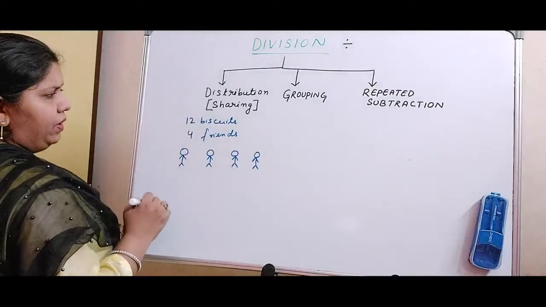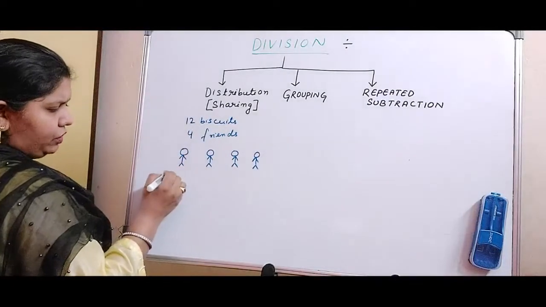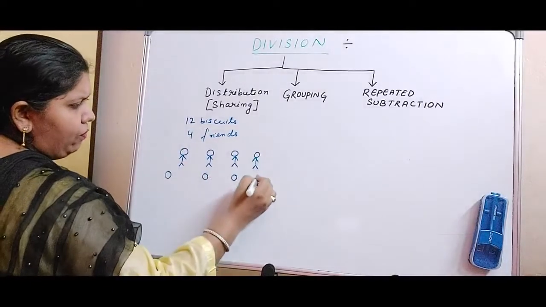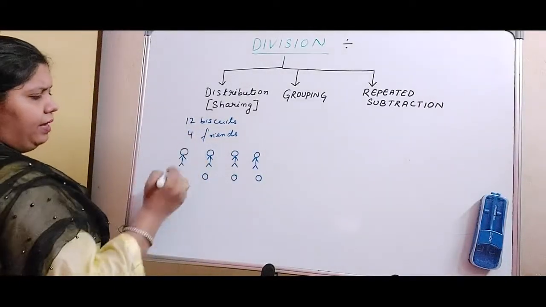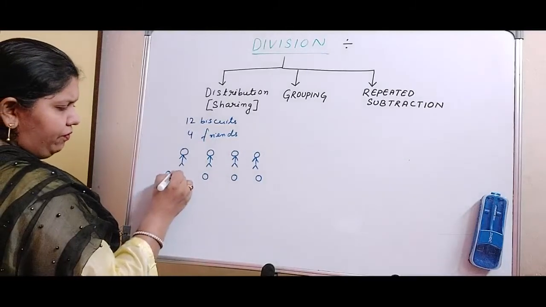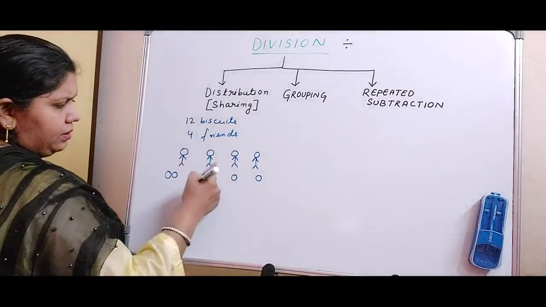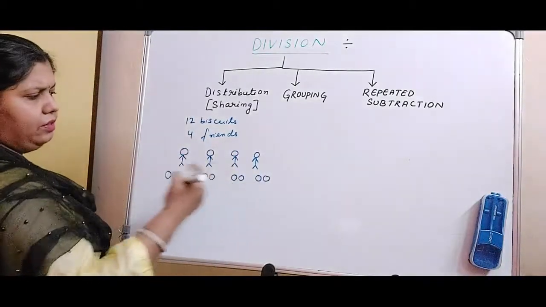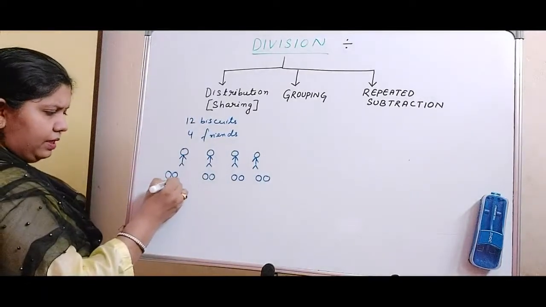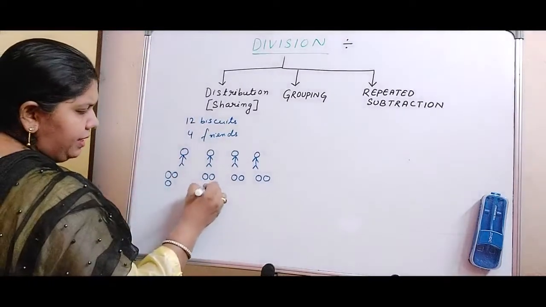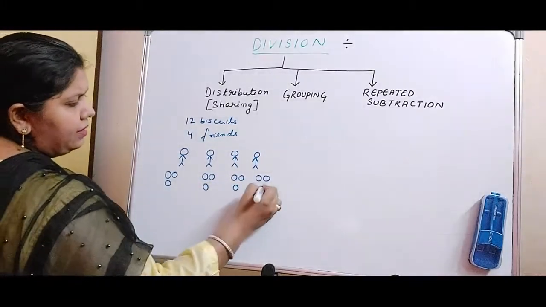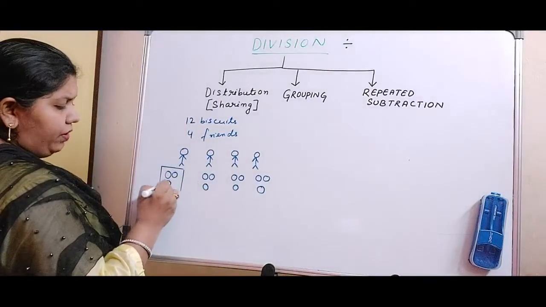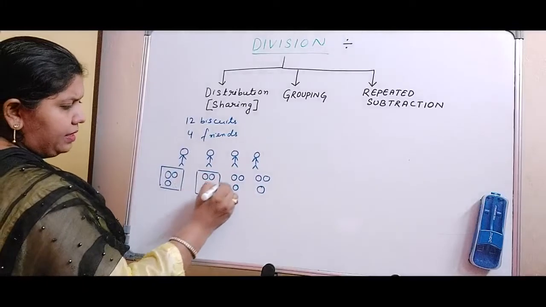So for that, there are 12 biscuits. First friend got 1 biscuit, second friend got 1 biscuit, third friend got 1 biscuit and fourth friend got 1 biscuit. After that 4 are over. So the 5th biscuit will go to the first person, 6th biscuit here, 7th biscuit here, this is the 8th biscuit. Now here is the 9th biscuit, this is the 10th biscuit, this is the 11th biscuit and this is the 12th biscuit. So you can see that each of these 4 friends is getting 3 biscuits.